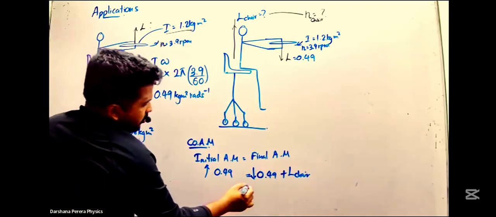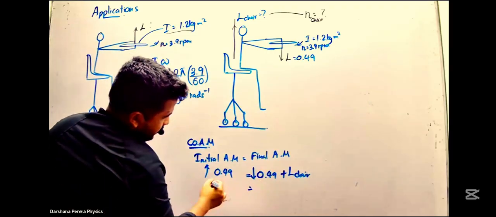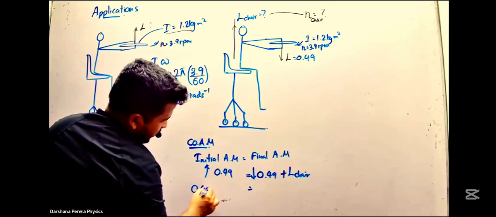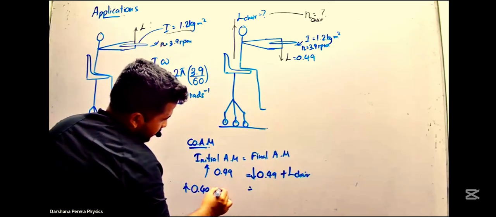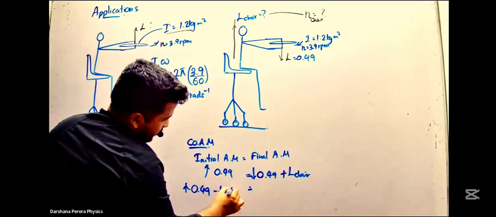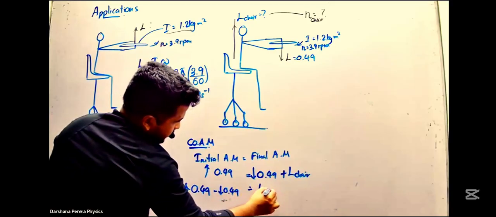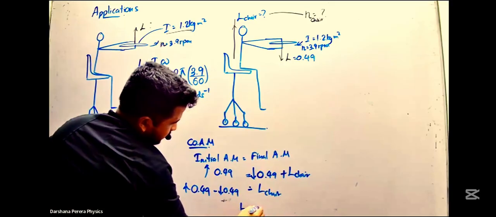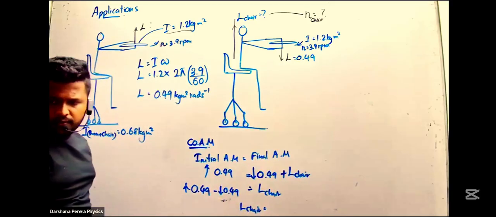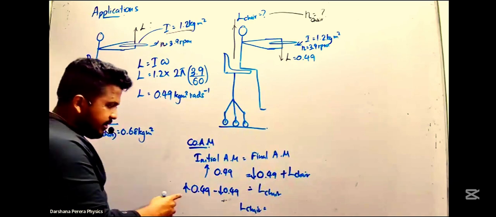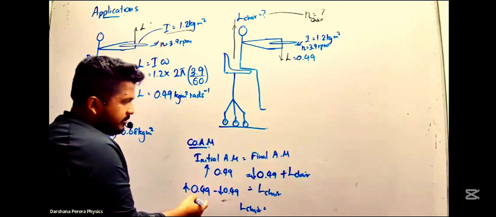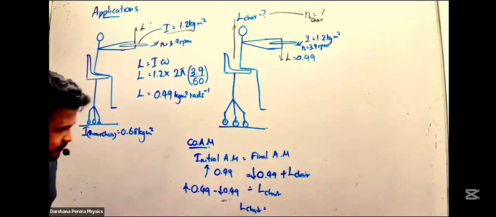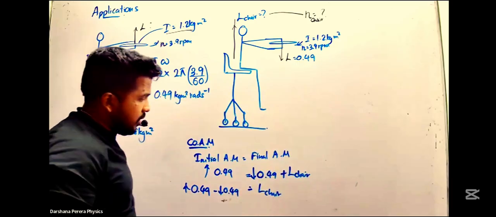L chair. What is the L chair? This goes in this direction, 0.49 in the upward direction, and 0.49 in the downward direction. L chair means twice of this one. Why? These are vectors, so this is equal to the adding of these vectors. I will show in this.